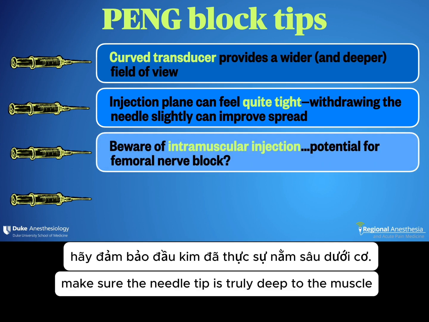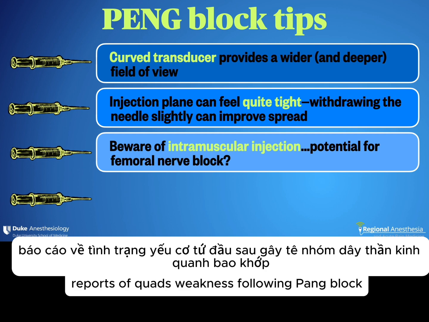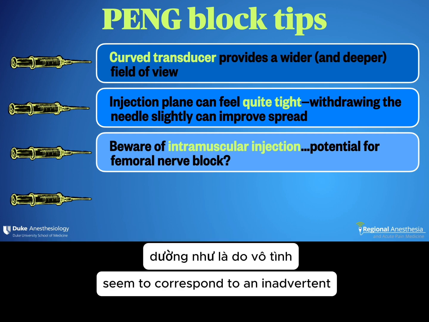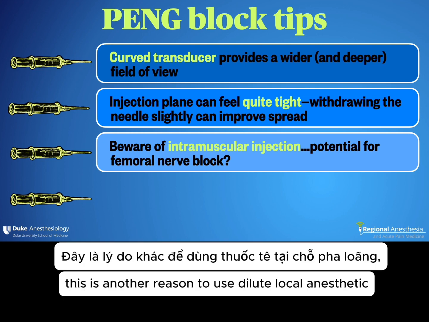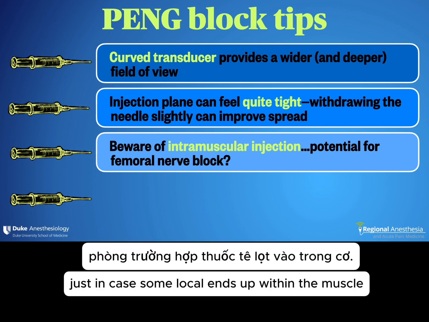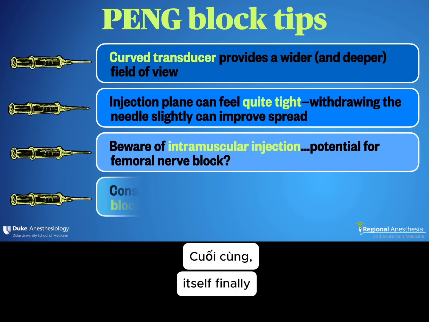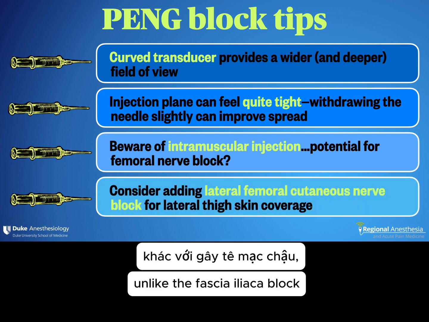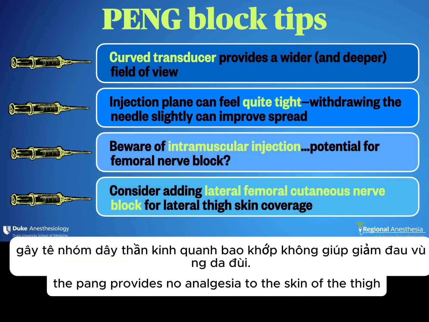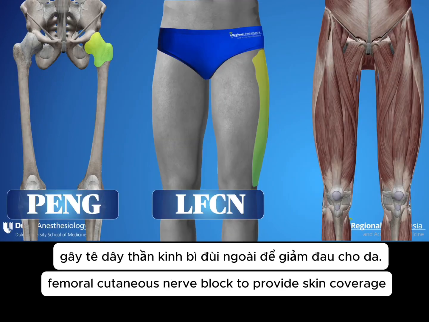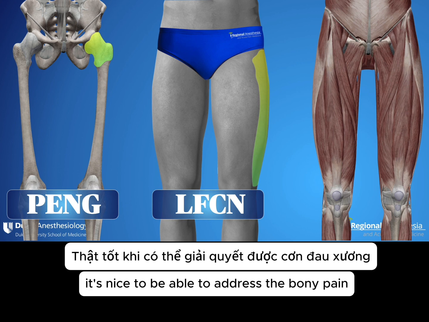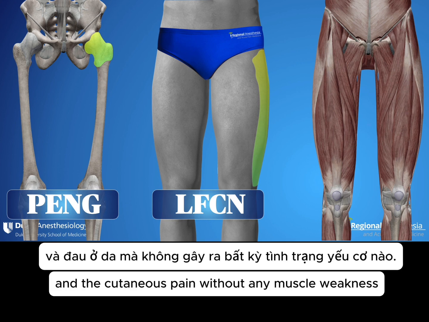On the flip side, make sure the needle tip is truly deep to the muscle. The occasional reports of quads weakness following PENG block seem to correspond to an inadvertent intramuscular injection. This is another reason to use dilute local anesthetic just in case some local ends up within the muscle itself. Finally, unlike the fascia iliaca block, the PENG provides no analgesia to the skin of the thigh. For hip surgery, we'll combine the PENG with a lateral femoral cutaneous nerve block to provide skin coverage. It's nice to be able to address the bony pain and the cutaneous pain without any muscle weakness.